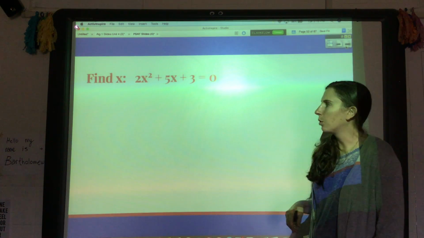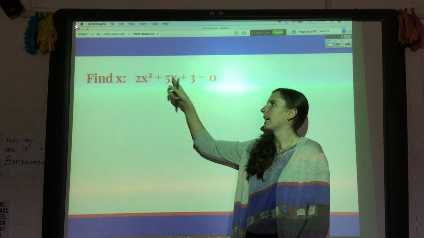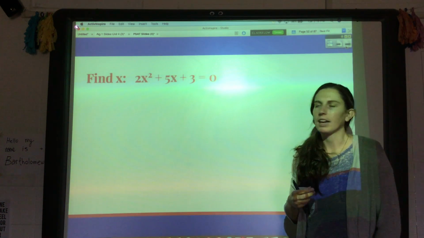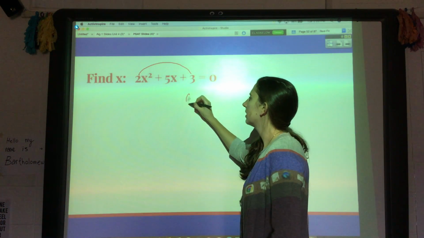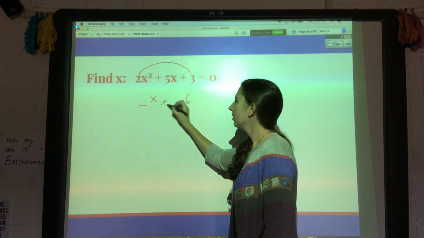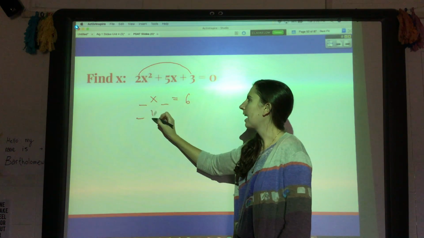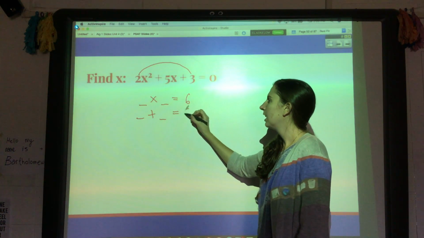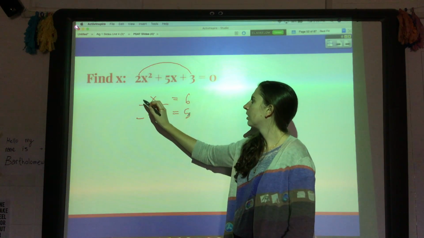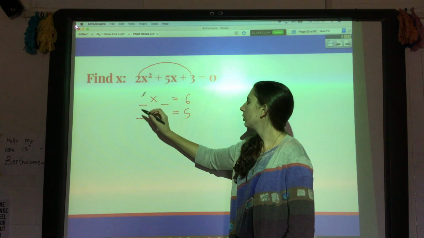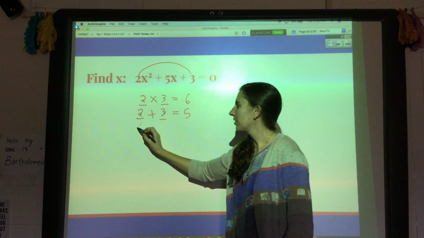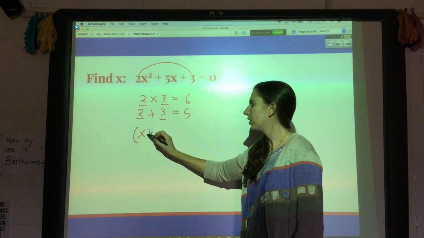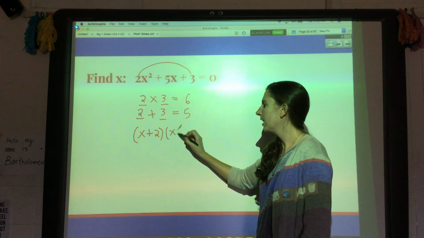Again, square root method won't work because I have an x squared and an x here, so I'm going to try factoring. To factor it, you multiply 2 times 3, which is 6. So I want 2 numbers that multiply to give me 6 and add to give me 5. And that would be 5 and, nope, 2 and 3. All right, so fill those in your factors, x plus 2 and x plus 3.